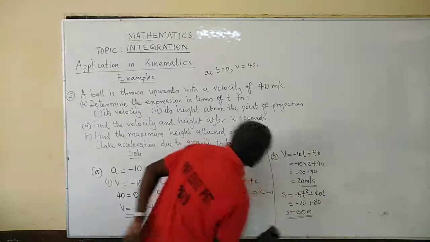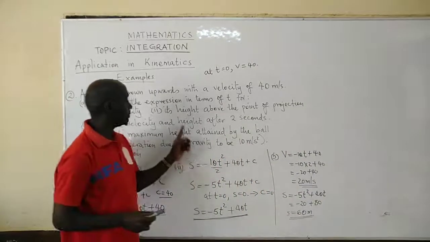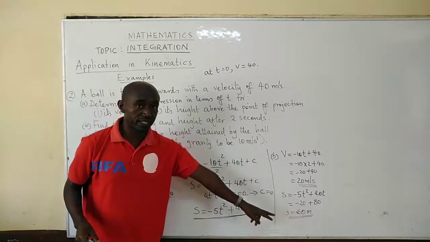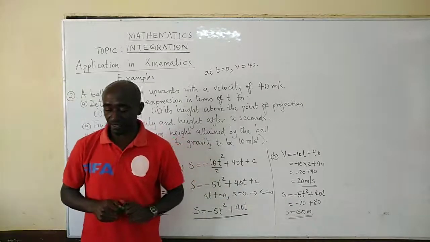The displacement is 60 meters, or the height. The height after 2 seconds will be 60 meters.